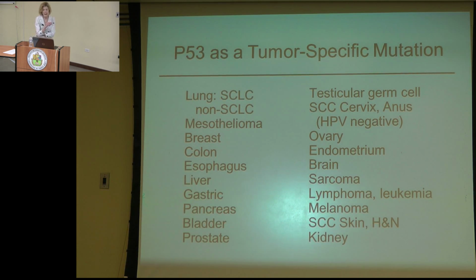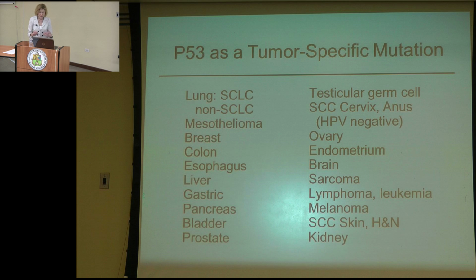Now, p53, as I mentioned, is very well known as a somatic mutation in tumors, a tumor-specific mutation. And this is just kind of a laundry list, if you will, of tumors in which p53 mutations are fairly commonly observed. And this is a pretty wide range of tumors. It includes sarcomas, it includes breast cancer, but it includes a lot of common cancers such as lung, pancreas, bladder, prostate, as well as more rare tumors like melanoma or lymphoma, leukemia, or testicular germ cell tumors.